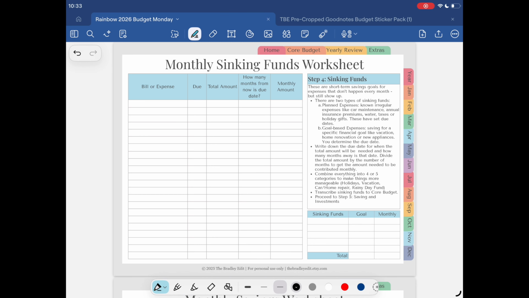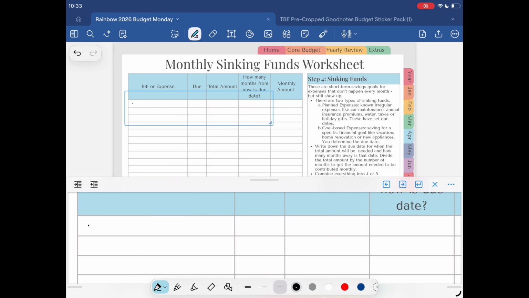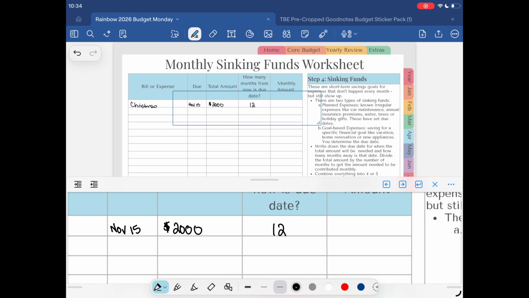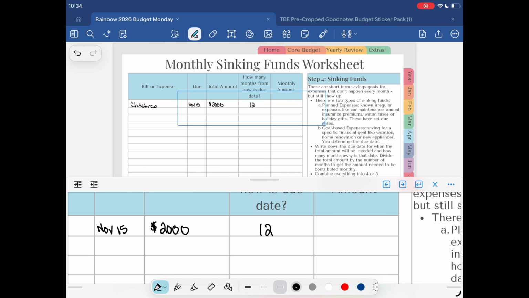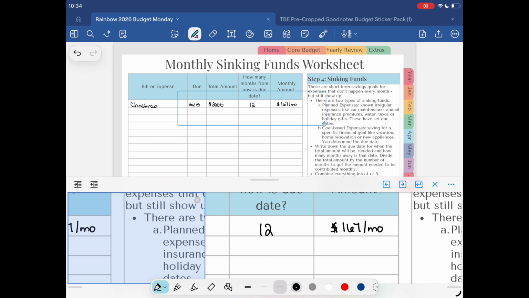So let's do my 4 sinking funds. First one is Christmas. So I like to have this by like mid-November. We like to have $2,000. And I have 12 months, which means the monthly amount is $167 per month.